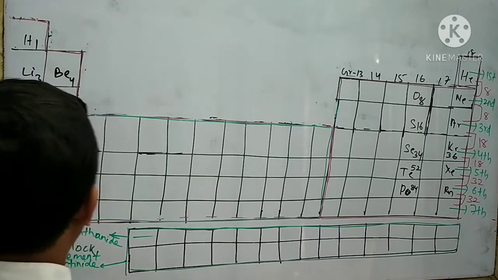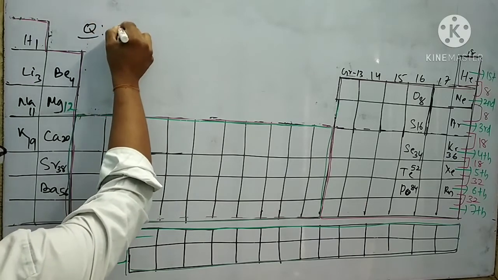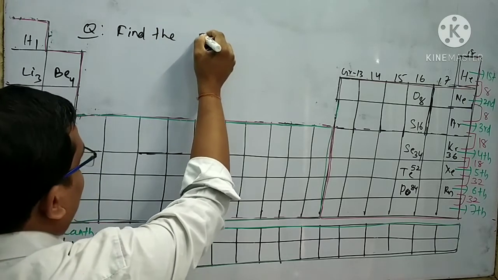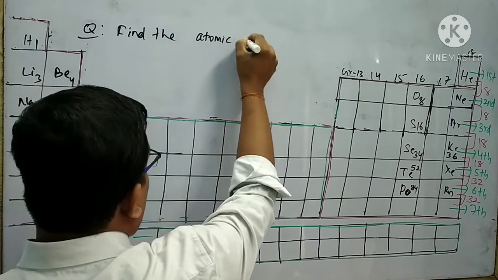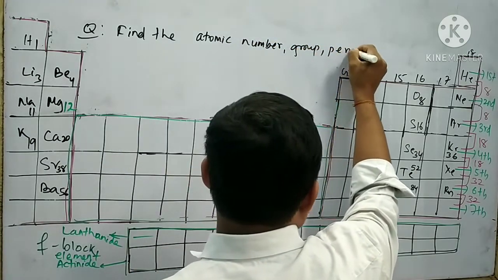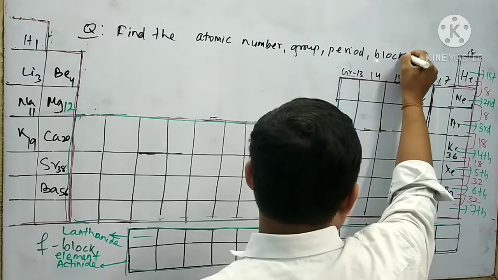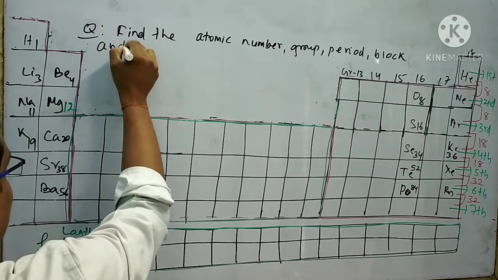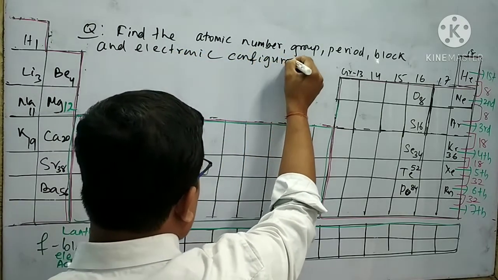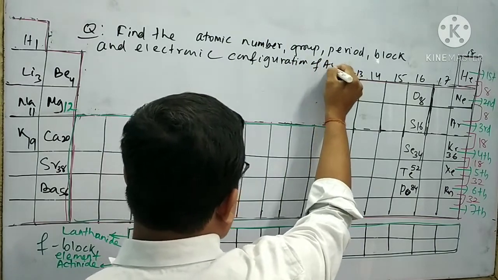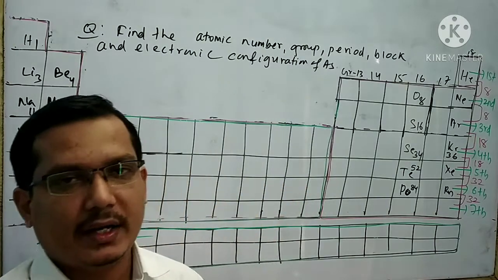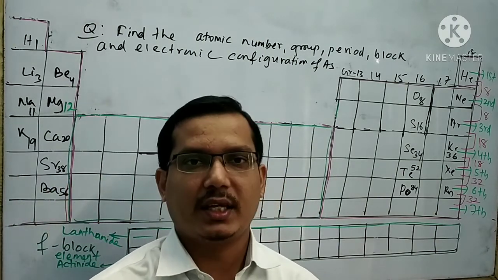Next, I want to do a question. Find the atomic number, group, period, block, and electronic configuration of arsenic. By remembering the tricks, we can find the group in which arsenic is present.